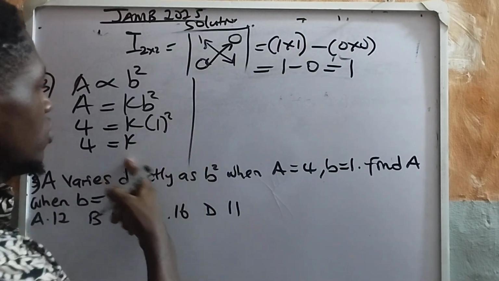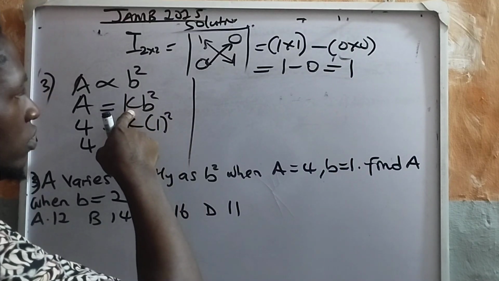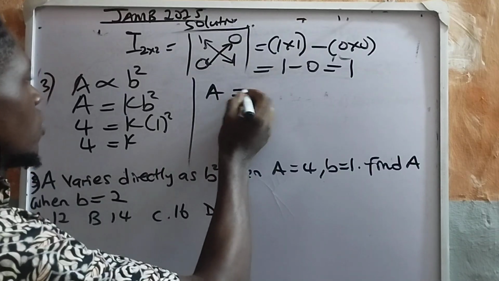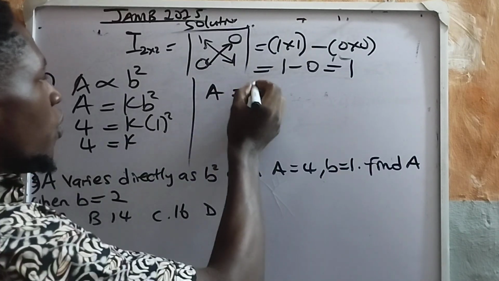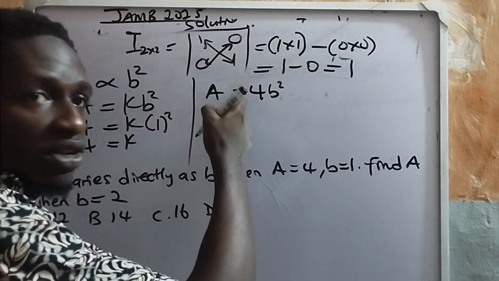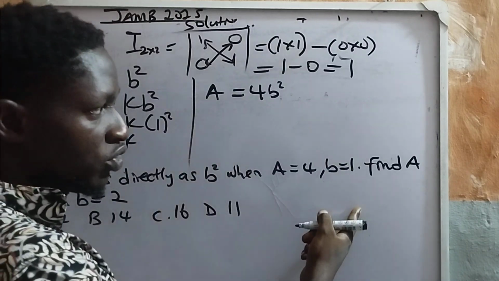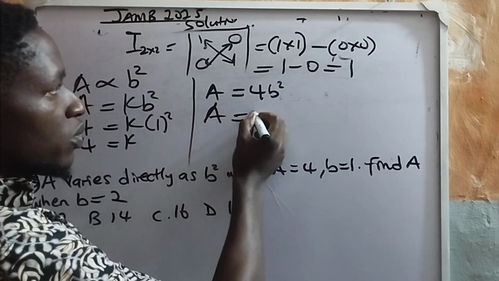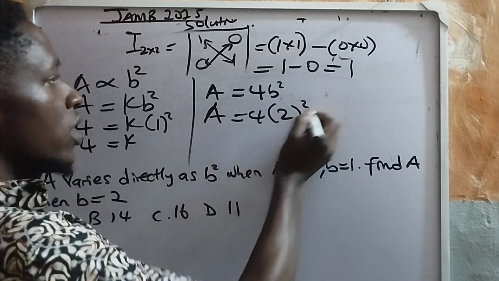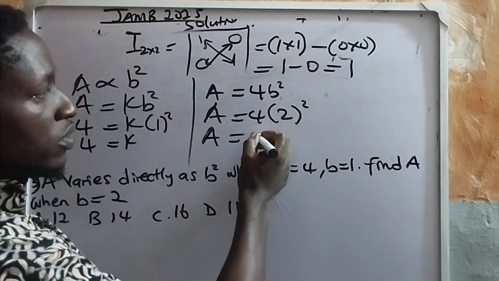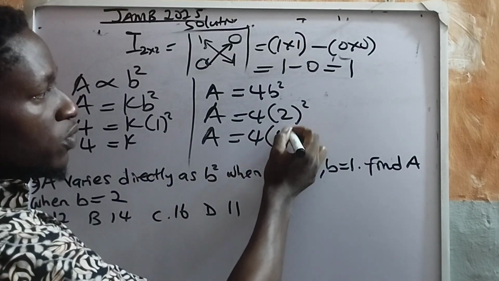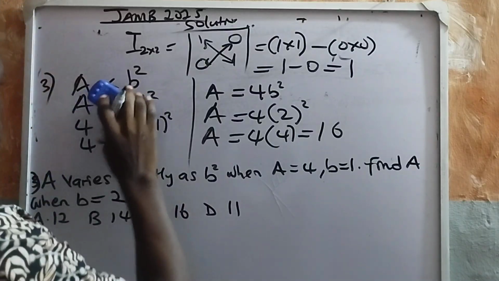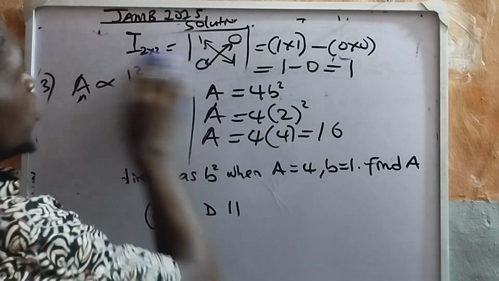So when you get it, you get the relationship between them by putting the value of this constant here. So we have a is equal to 4b squared. With this relationship, you can now answer any kind of question that will follow. Find a when b is 2. So a is equal to 4 times 2 squared. 2 squared is 4, so 4 times 4 will give us 16, option C. So we have another question here.